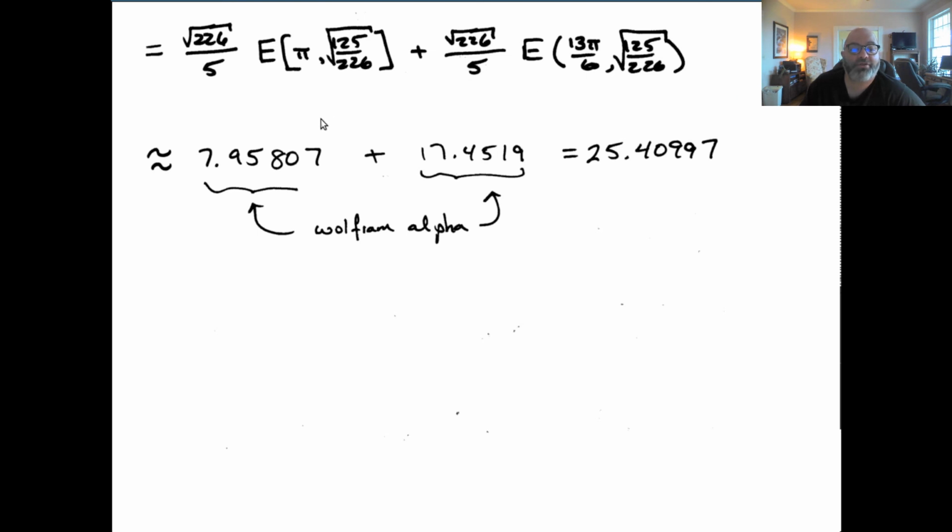If we evaluate those numerically, we really just plugged those into Wolfram Alpha to give us a numerical answer. For the first one, we get 7.95807. For the second one, 17.4519. Put those together and we get 45.40997. The importance of this one is to introduce this new class of elliptic integrals, things that we would typically see when we are dealing with arc length.